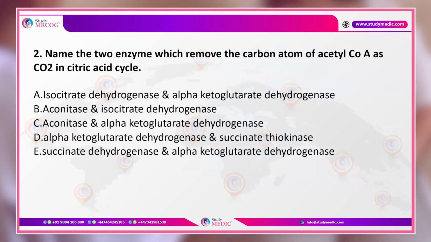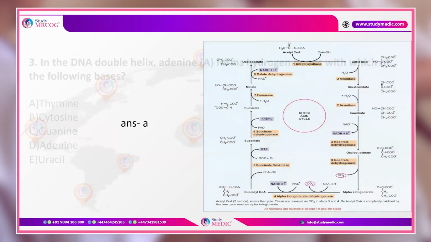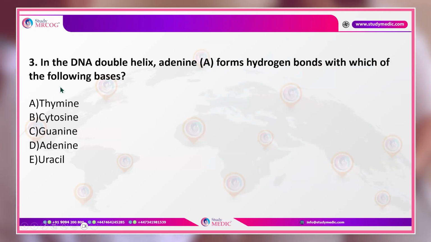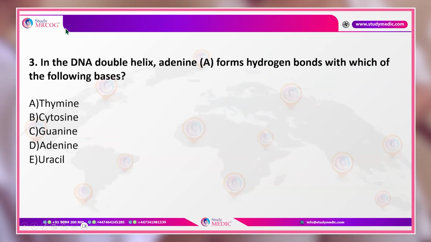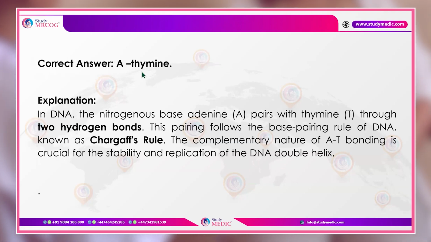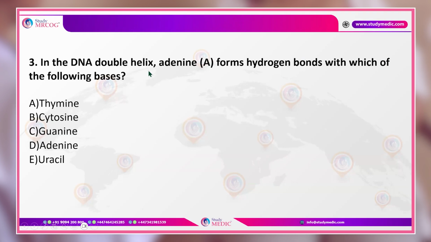Now we will see another question of 2024. In the double helix, adenine forms hydrogen bonds with which of the following bases? Is it thymine, cytosine, guanine, adenine, or uracil? They're asking about the double helix, so you have to be careful. So adenine is a purine. With which other base will it make a base pairing? So the answer is thymine.